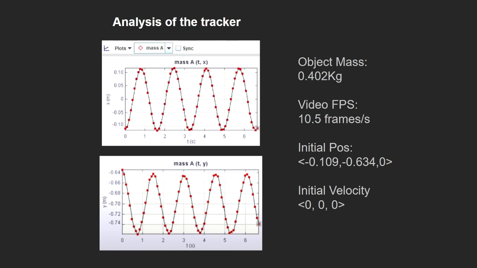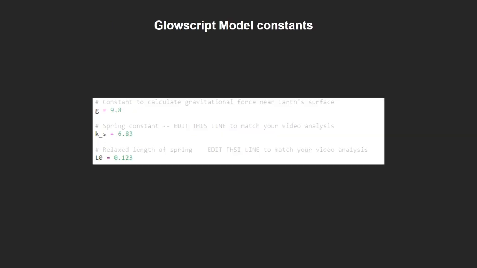Here is an analysis of the tracker. You can see the X and Y position over time. The object mass was 0.402 kilograms. The video frames per second that we used for the Tracker software is 10.5 frames per second. The initial position and initial velocity are seen there. Now for the GlowScript model, some constants: the gravitational acceleration at the Earth is 9.8. The spring constant was found to be 6.83. And the relaxed length of the spring is 0.123.